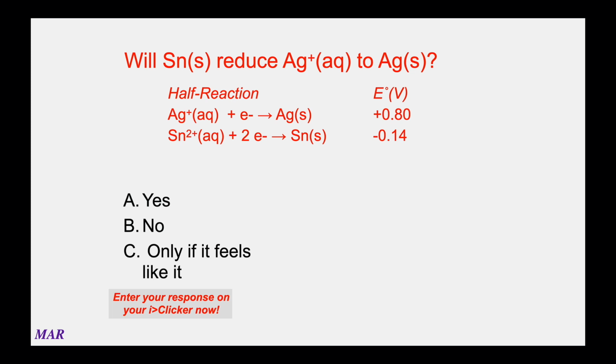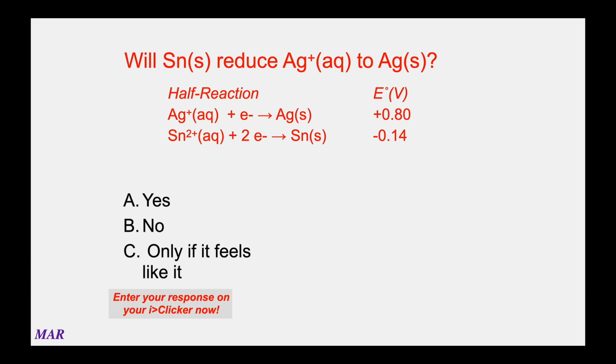Okay, I'm assuming you've had a chance to work on it. You're ready to talk about the answer, so let's do it. Remember that if you're going to have a reaction, you have to have something oxidized and you have to have something reduced. And in the two half reactions that are given, they're both reductions. And to make any kind of chemical reaction occur, you have to have something being oxidized and something being reduced.